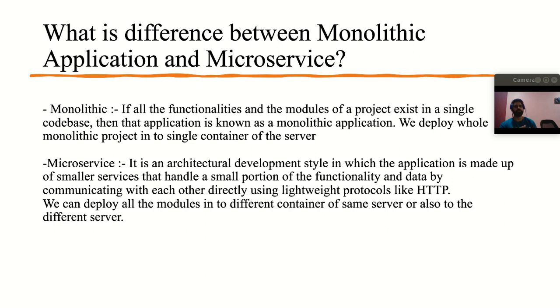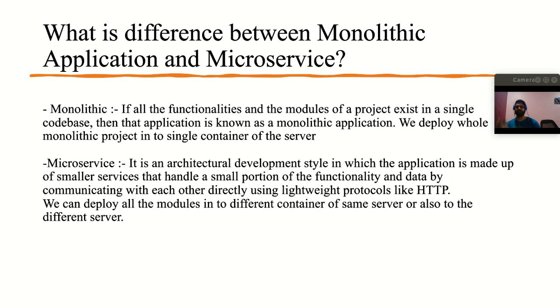So we will break all those functionalities or components into single portions. For that we will create different microservices, and those microservices will interact with each other, right? This gives us a lightweight approach, and it uses the HTTP protocol. So basically microservices use the HTTP protocol. If you're using a REST API, we can deploy all those modules into different containers of the same server or also to a different server, right?